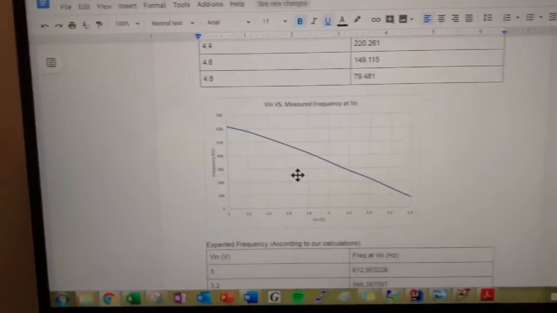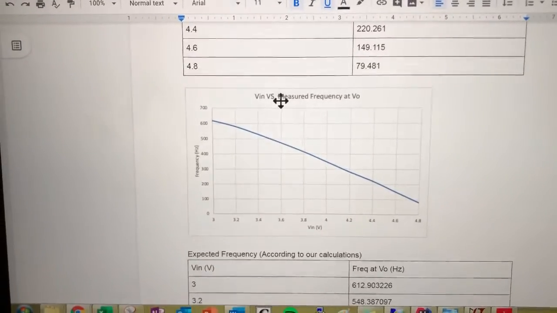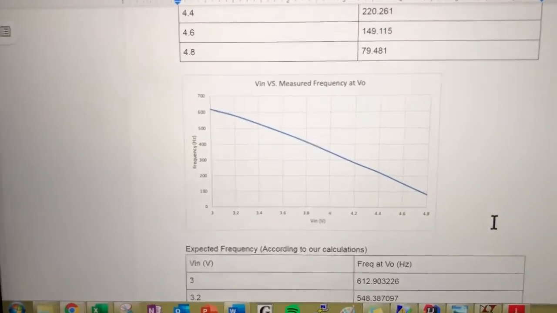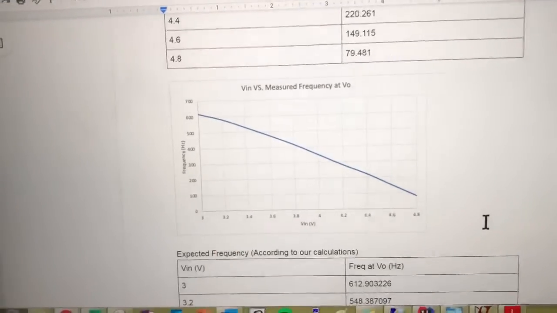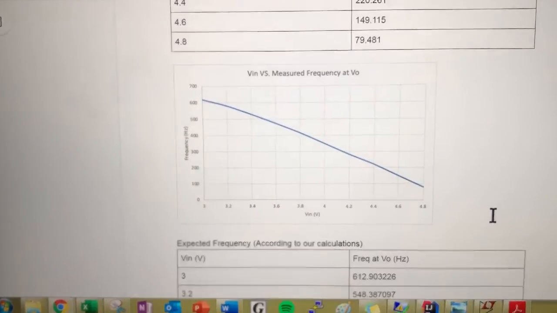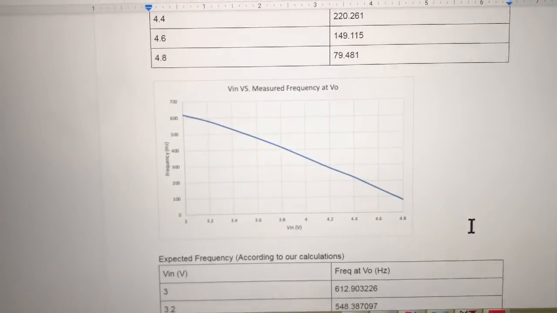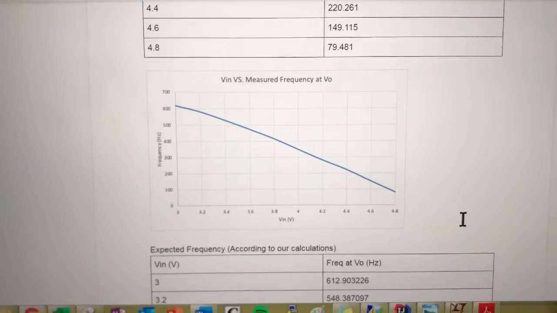And then if we take a look at our VN versus the frequency at VO, we can see how the circuit responds. So as our VN increases, our frequency decreases at VO, and so we can say that the circuit is truly dependent and it is voltage controlled, a voltage controlled oscillator.